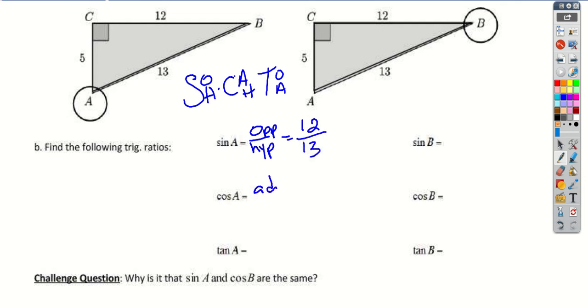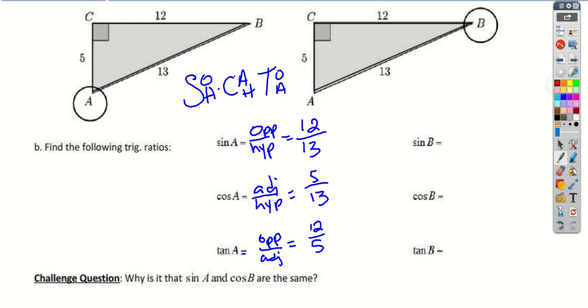The cosine of A is the adjacent over the hypotenuse. The adjacent from A is 5 over 13. And the tangent of A is going to be the opposite over the adjacent. And so the opposite side from A is 12 over 5.